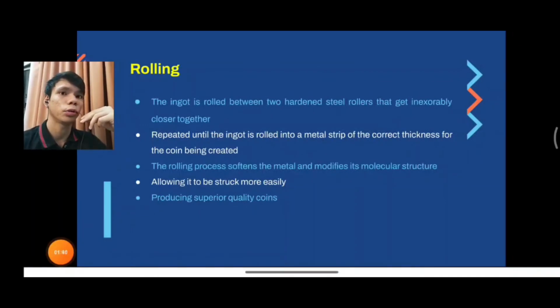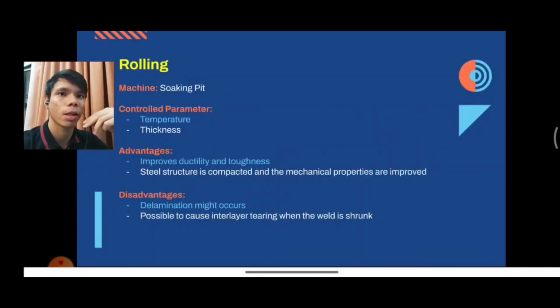The third process is rolling. The ingot is rolled between two hardened steel rollers that get progressively closer together, repeated until the ingot is rolled into a metal strip of the correct thickness for the coin being created. The rolling process softens the metal and modifies its molecular structure, allowing it to be struck more easily, producing a superior quality coin.